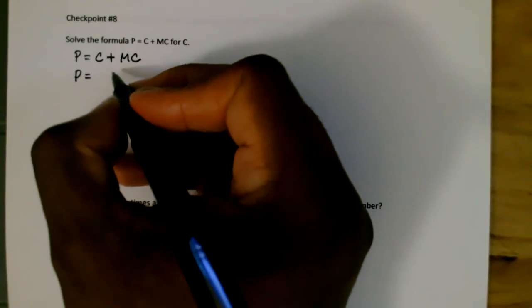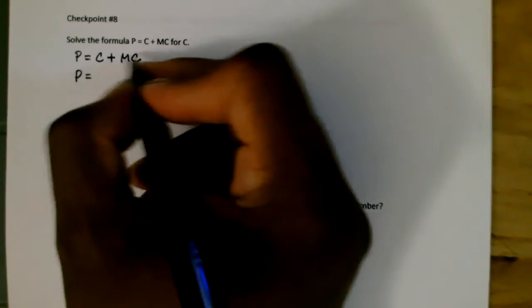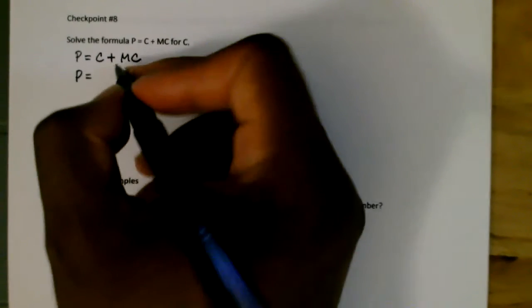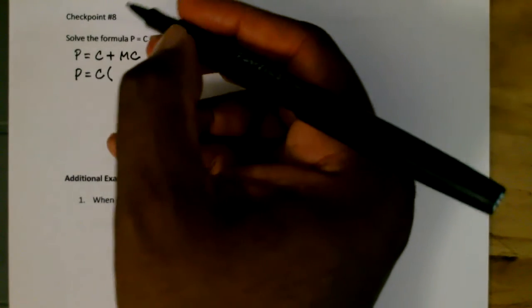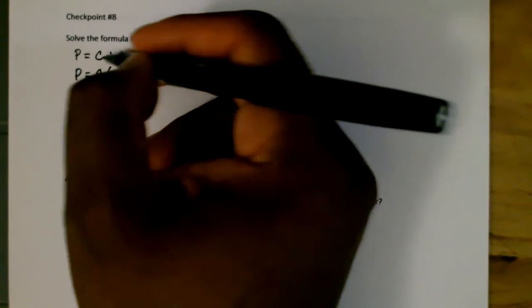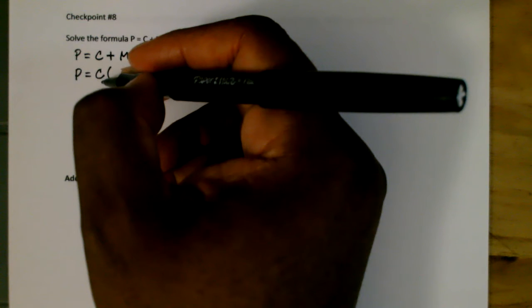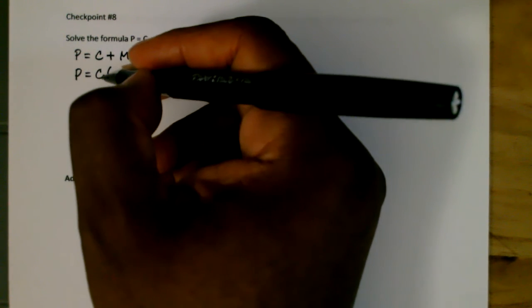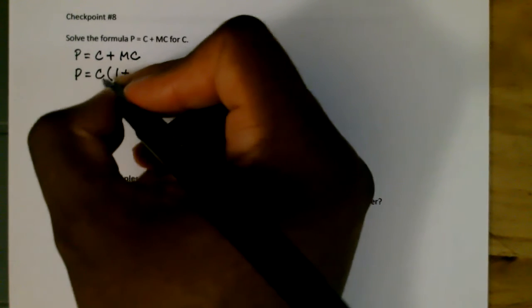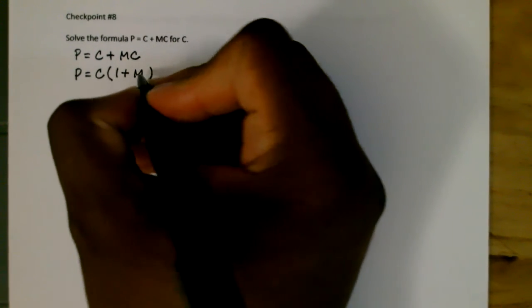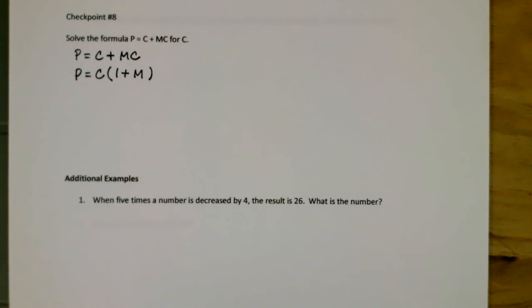So I'm going to bring down the P, that's equal to, well, C is in both of these, so that means I'll have to factor out the C, because C is going to be the common factor. Now to get what's inside the parentheses, I'm going to take each term on the right side, divide that by the common factor of C. So in this case, C divided by C is 1, plus M times C divided by C. The C's will divide out, you'll be left with M. So I have C times the quantity 1 plus M.